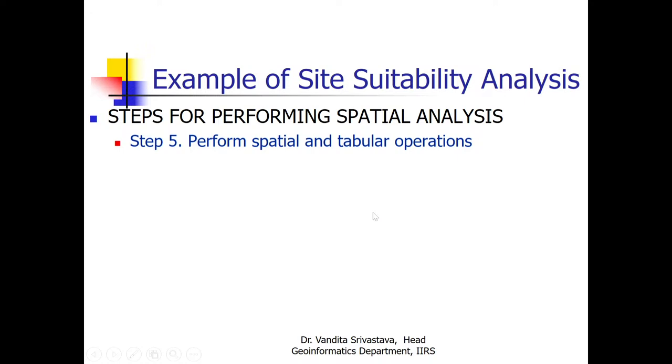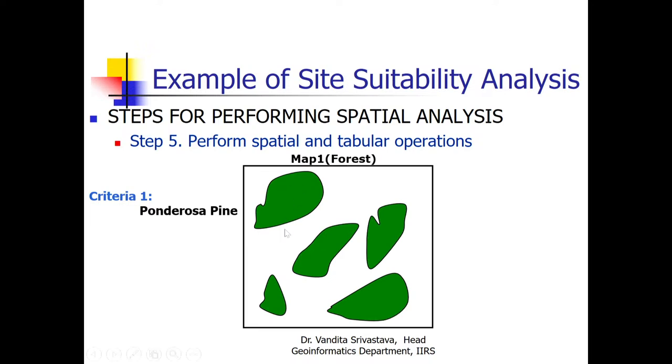So let us say I have a ponderosa pine map which looks something like this. These are 5 patches where this ponderosa pine species is available. This is a vegetation map. Out of that, I have taken out only the ponderosa pine. So I have already done some querying here and taken out this ponderosa pine.